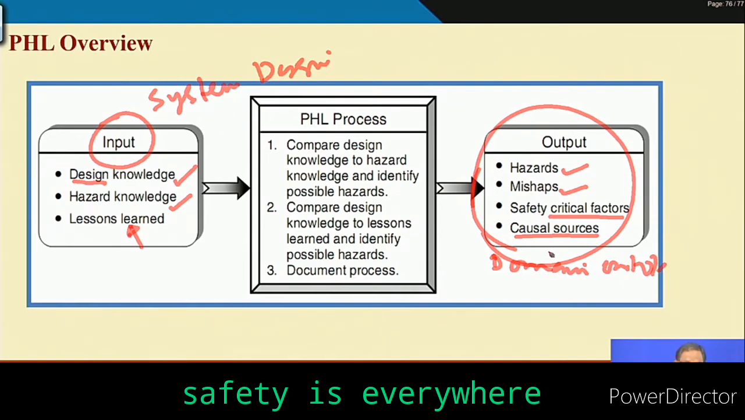So, how do you do it? What is the process? The process is that your design knowledge will be compared with hazard knowledge, and then you identify possible hazards. Design knowledge will be compared with the lessons learned, identify possible hazards, and document the process. So, hazard knowledge and design knowledge will be compared, and design knowledge and lessons learned will be compared. These two will be compared and these two will be compared, and you will be finding out the gaps, and then you will just continue.